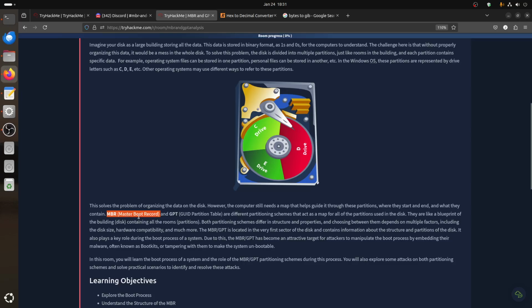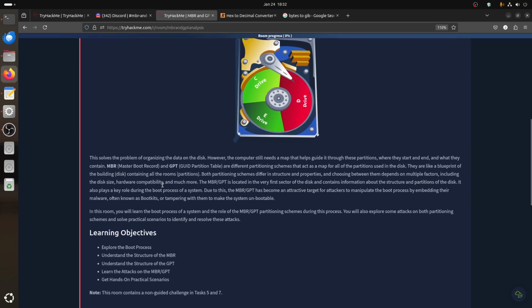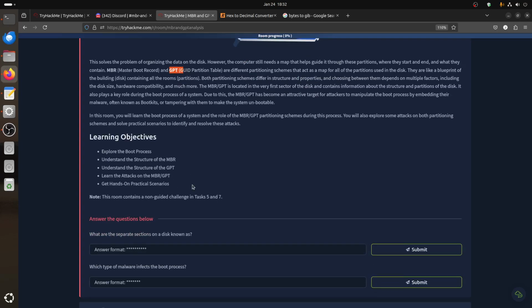So the MBR, the Master Boot Record, and the new one, GPT, the GUID Partition Table, are different partition styles. This is the new one. MBR is usually the older one, and then GPT usually works with UEFI. We're not yet there.